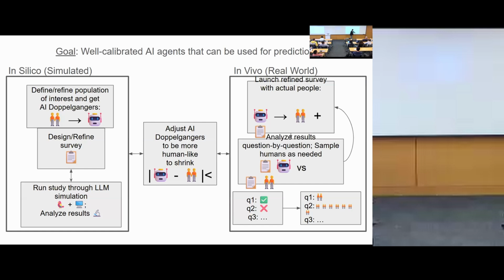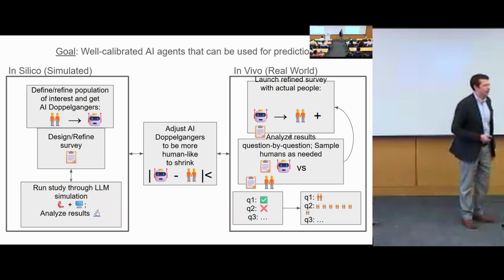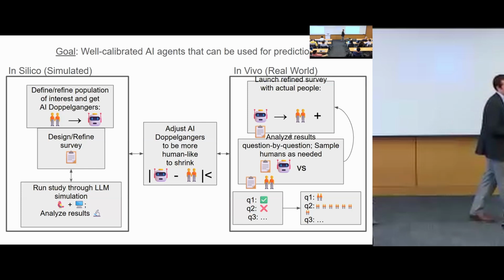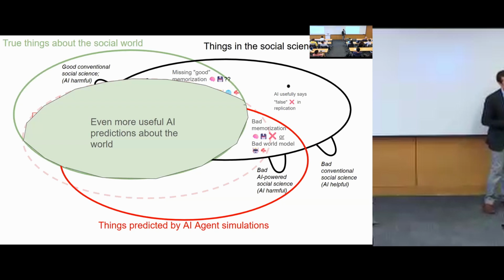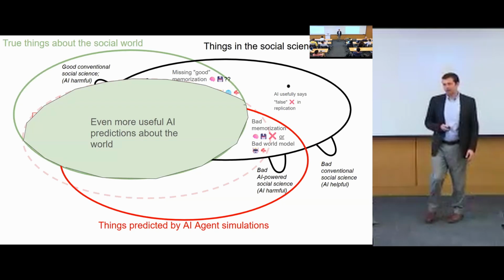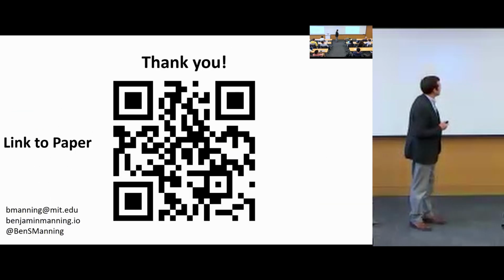If I could do that, then we're in this process of going back and forth, trying to make our AI agents more similar to the humans that we ultimately care about. I know this is very, very high level, but this is what I think you would do in practice if you were trying to make agents look more like the people you're actually interested in studying. And if you do that, you push out this boundary. And I think that ultimately is the goal. Thank you.